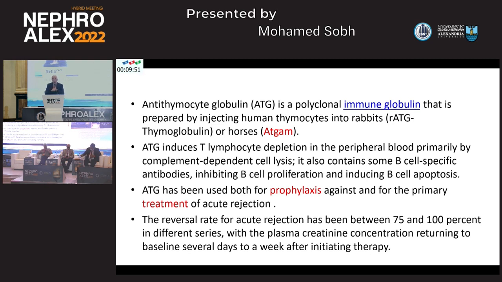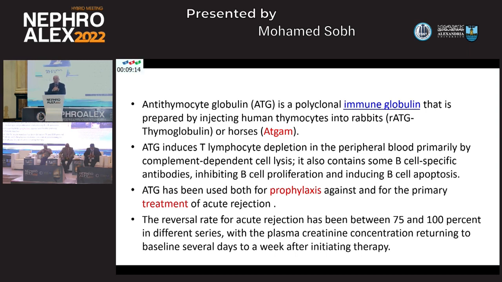As we know, ATG is a polyclonal immunoglobulin that is prepared by injecting human thymus into rabbit. So we are targeting T cells, but don't forget this thymus also contains some B cells, some RBCs, some platelets. So sometimes side effects occur. ATG induces T lymphocyte depletion in the peripheral blood primarily by complement-dependent cell lysis. It also contains some B cells, as I said, so B cells will also decrease in some patients.